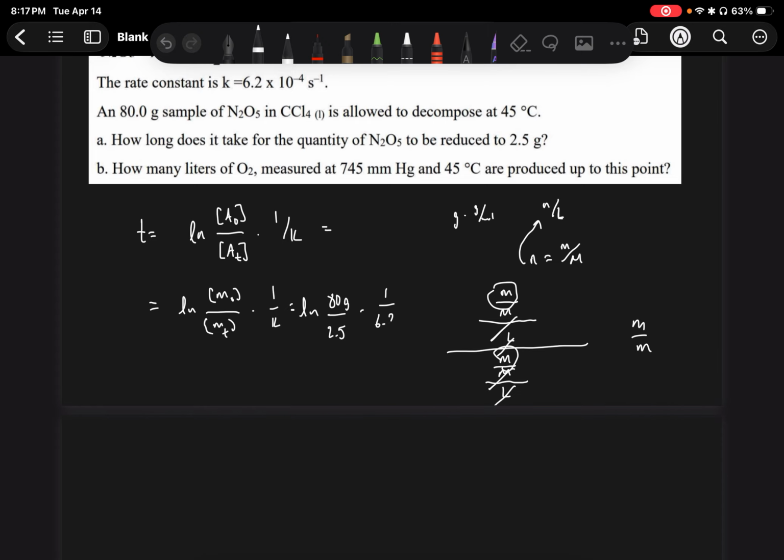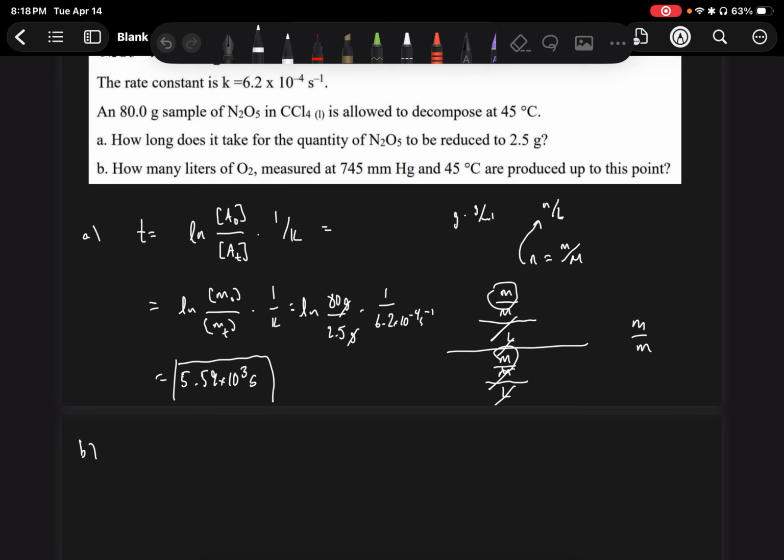Multiplied by 1 over 6.2 times 10 to the negative 4 s to the negative 1. Bro, it's too dark. I can't even see my calculator anymore. Divided by 2.5 divided by 6.2 e negative 4 equals 5.59 times 10 to the 3. What are the units, bro? Grams cancels out. Seconds. That's the time, right? Okay, we're cooking. Okay, now next one.